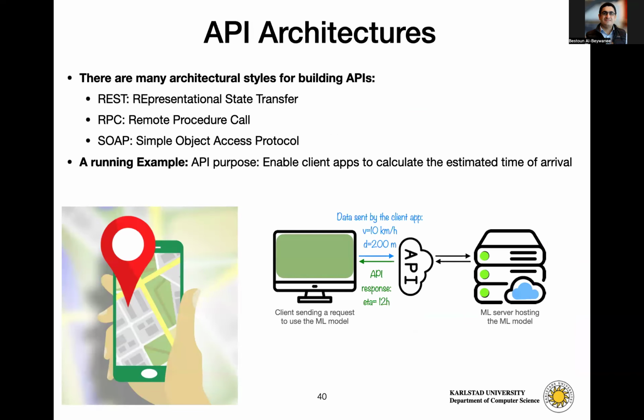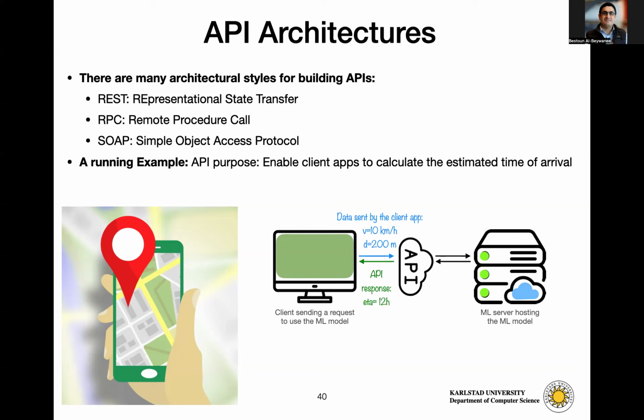Now, what is the architecture of API? Simply, there are many architectures for API. For example, we have REST, we have RPC, we have SOAP, and so on. For example, the API that calculates the estimated time for arrival. This is a very simple API, and you send the distance and everything, and you get the estimated output, the estimated time.